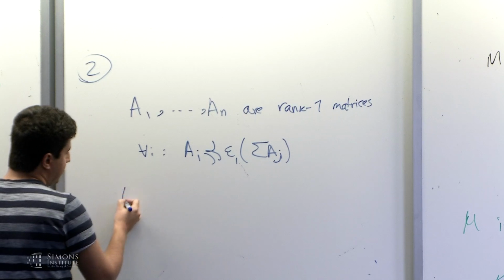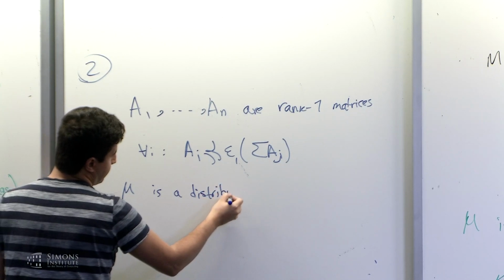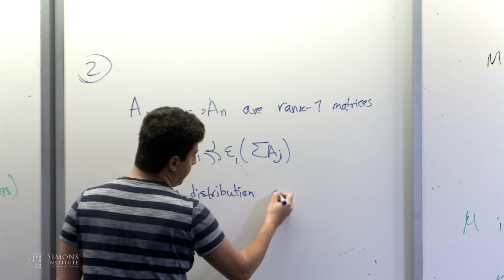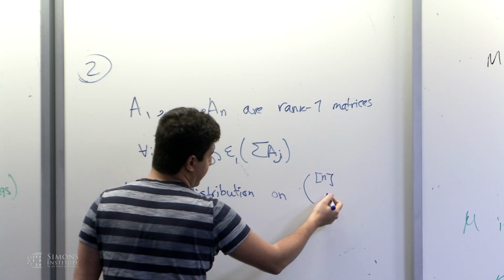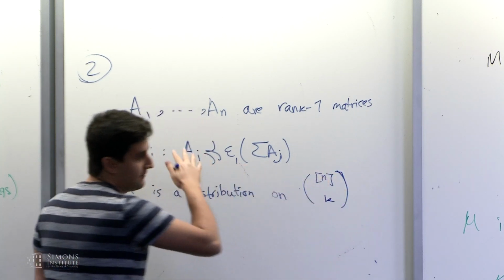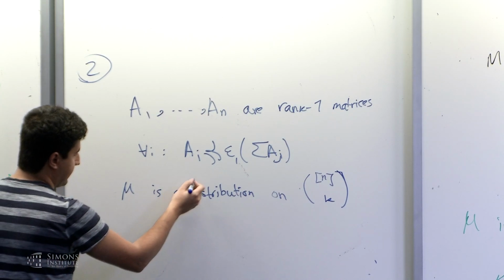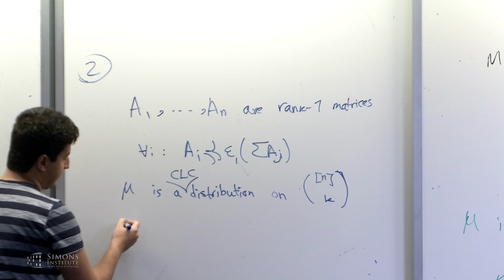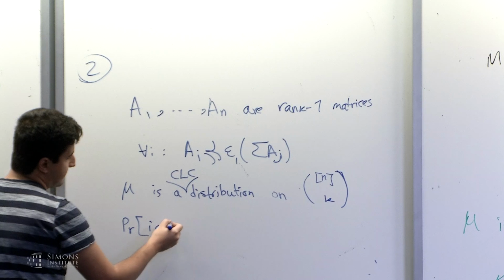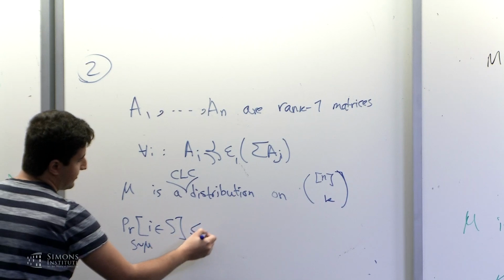Now let's say that mu is a distribution on basically subsets of size k of these n vectors, and mu is a CLC distribution on subsets of these. Furthermore, you have this property that the probability that each element I is in some sample from this distribution is at most some epsilon 2.